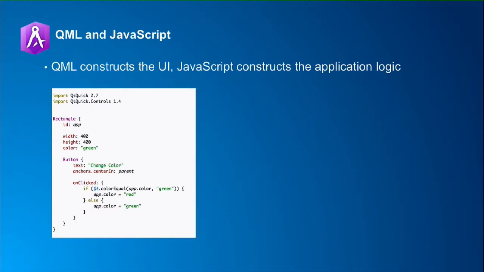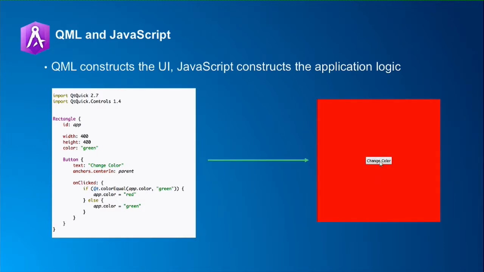It anchors to the center, and the on-click event is where you put your JavaScript code. It is the same way you do it on the web, right? On the on-click event of a button, that's where you put your logic. For simplicity, we're simply saying that if you click that button, the color will change from green to red, red to green, green to red. So we say if the Qt color is equal to green, then change it to red. If it is not, change it back to green. So pretty easy, right?